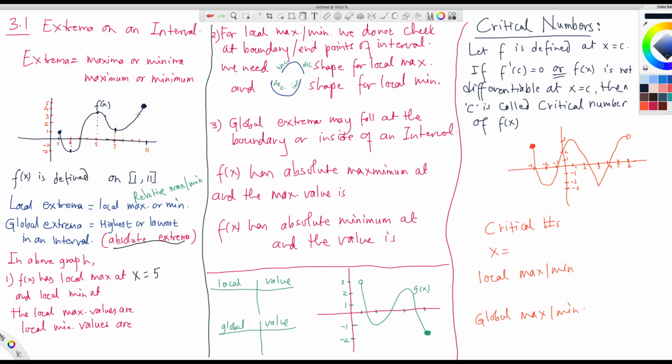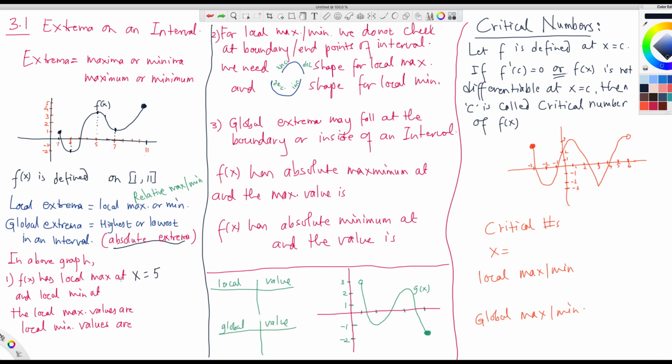But at this point and that point, you cannot say locally because we don't know the other side. That is the reason why we cannot say locally. So f(x) has a local max at x equals 5, and the local max at x equals 5, oh sorry, local, I'm sorry.